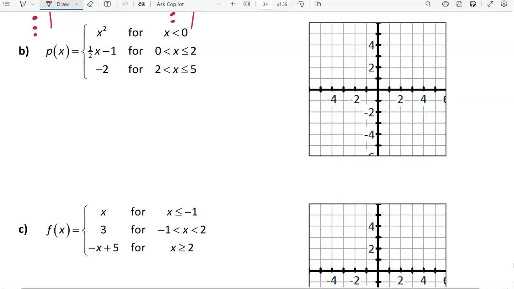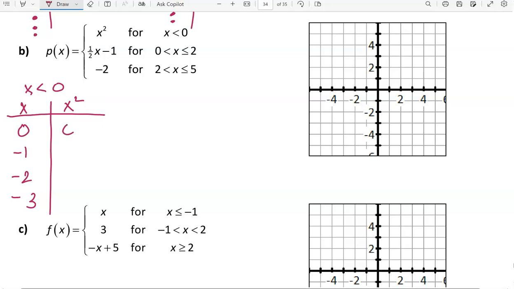So I'll make 3 tables of values for this. The first interval will be x is less than 0, and our table is x and x squared. So again, I want to start with 0 and then move in a direction less than. So if x is 0, x squared is 0. If x is negative 1, x squared is 1. If x is negative 2, x squared is 4. If x is negative 3, x squared is 9.